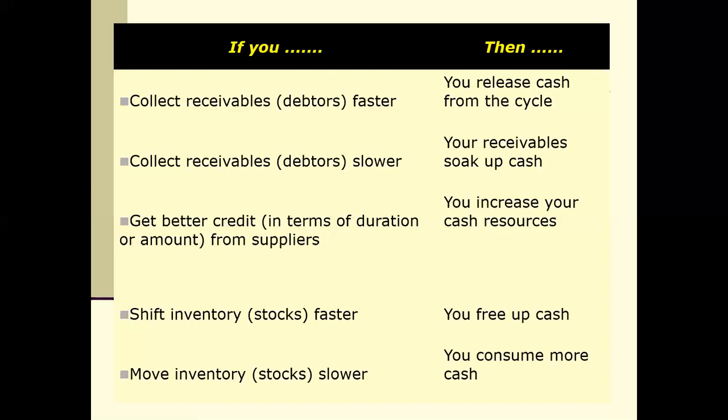So these are the things which are quite important for the businessman when he is dealing with the receivables, when he is dealing with the suppliers, and when he is planning to sell. So if receivables are collected faster, much better for the business. If you are getting better credit conditions from the supplier, much better for the business. If you are able to sell your stock much faster, this is much better for your business.